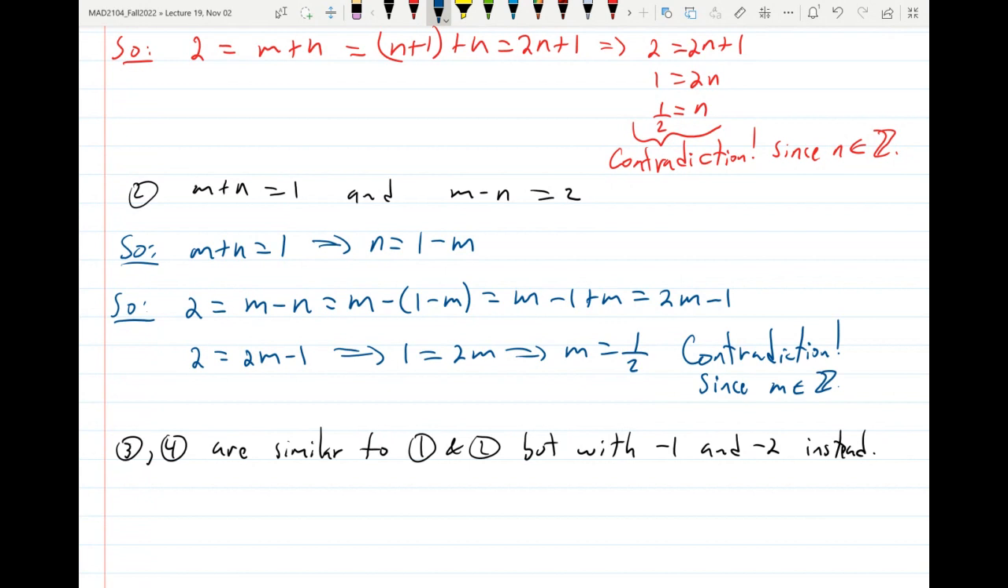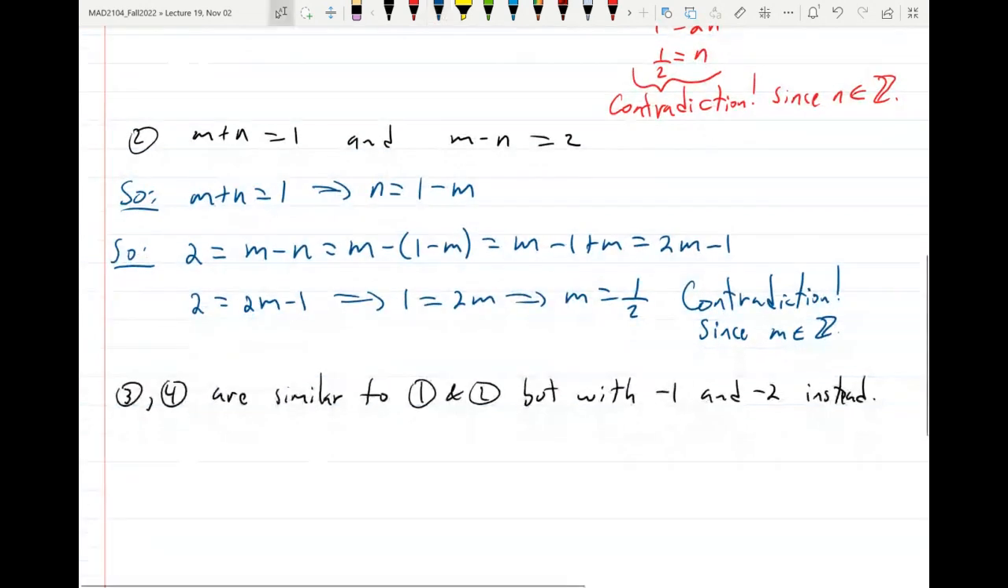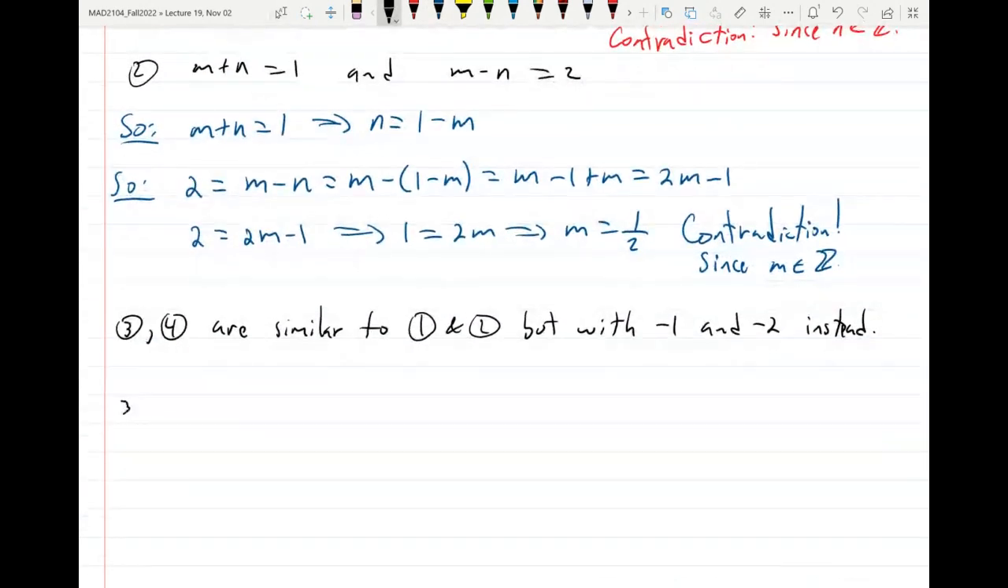And then in a very similar way, you can prove that 3 and 4 are impossible, because again, the only difference is that you have a -1 and a -2. But you play the same game. So for the one that has a -1, solve for one variable, plug into the other one, and then you're gonna get that it cannot be an integer, so it's not gonna work. Okay? So for example, let me just show you number 3 quickly. So number 3 will be, let's say, m plus n is -2 and m minus n is -1. That would be the possibility.